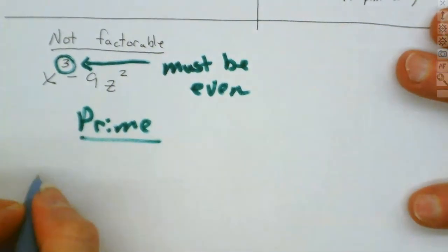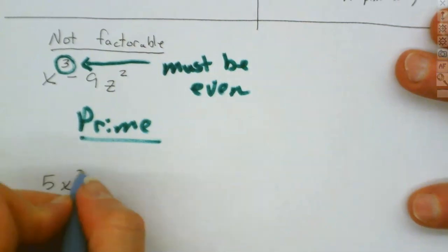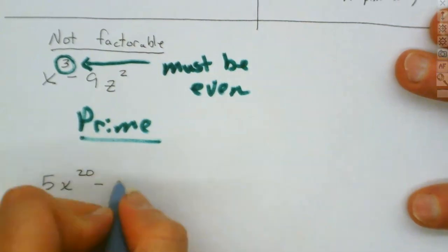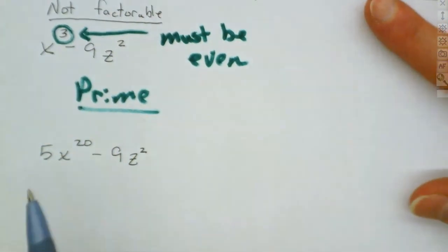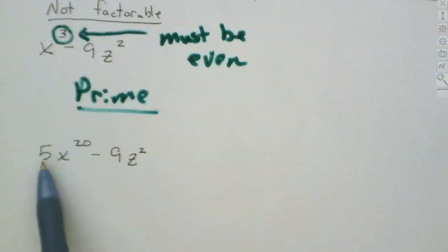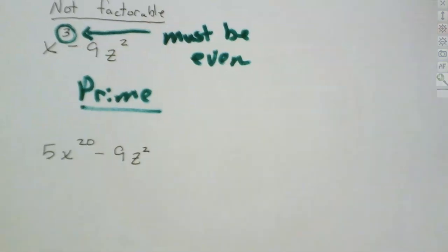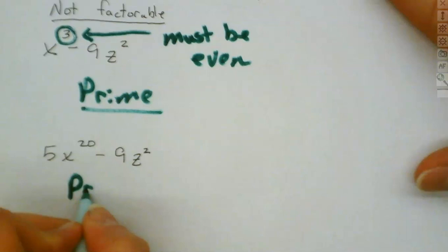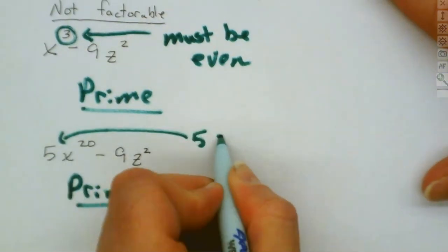This one is also not factorable here. 5x to the 20th power minus 9z squared. Why is this one also prime? Well, for it to be factorable, what must happen? We must have perfect squares here. Well, 5 is not a perfect square, is it? So that's why this one is prime. So again, why is this one prime? 5 is not a square.